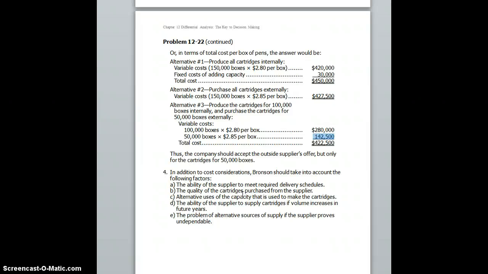And last but not least, the problem of alternative sources of supply if the supplier proves undependable. In other words, if this supplier is no good, will we be able to recover? Will we be able to obtain the number of units we need? This does it for our discussion of problem 12-22.